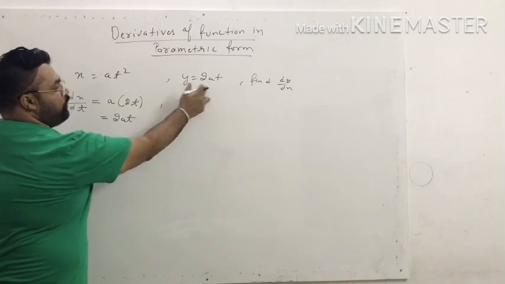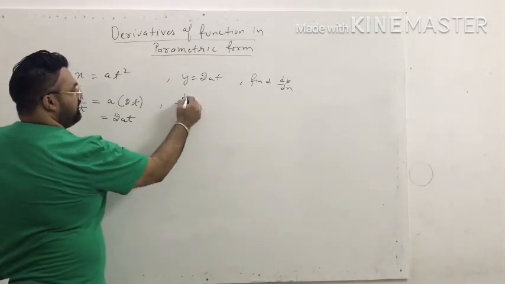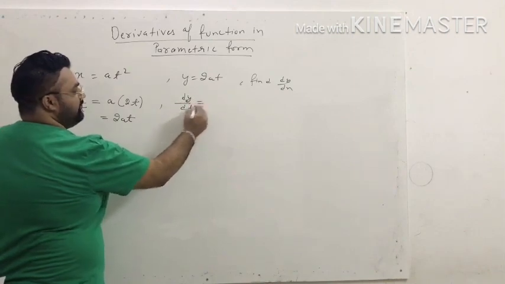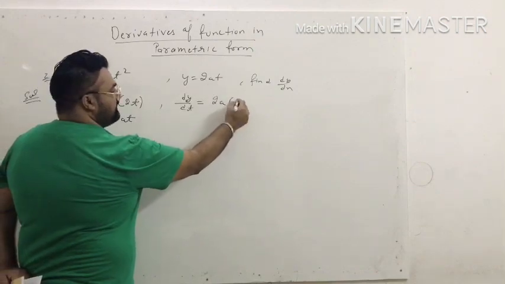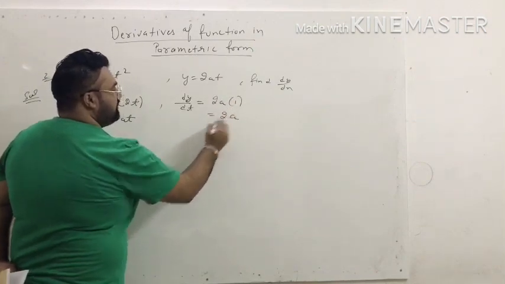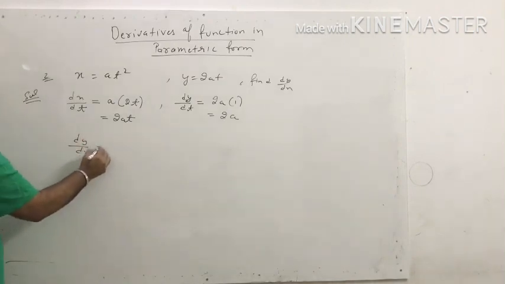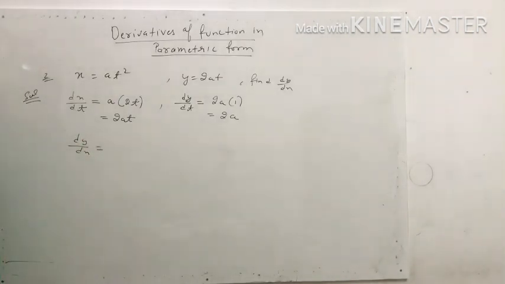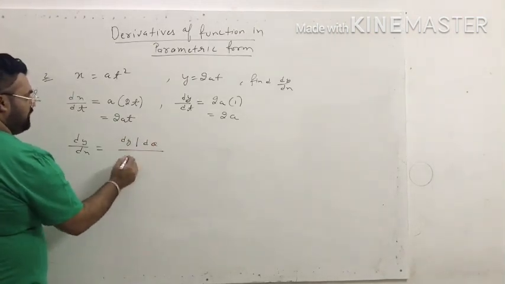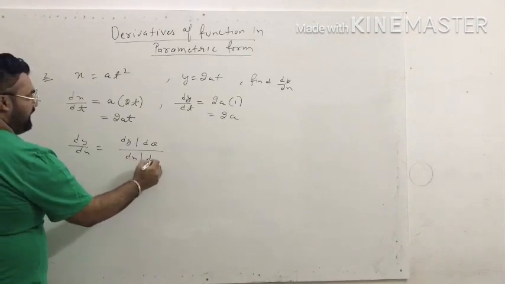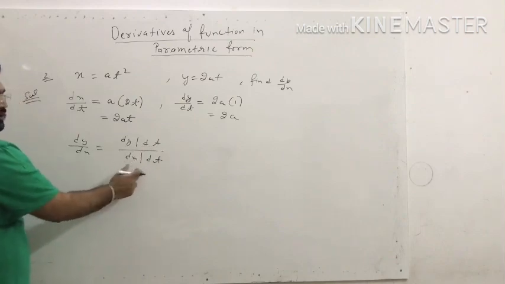After that, y equals 2at. Now derivative of y with respect to t. Now 2 is constant, the derivative of t is 1. So the answer is 2a. Now we have to find the value of dy upon dx. Now what is dy upon dx? dy upon dx equals dy upon dt upon dx upon dt.